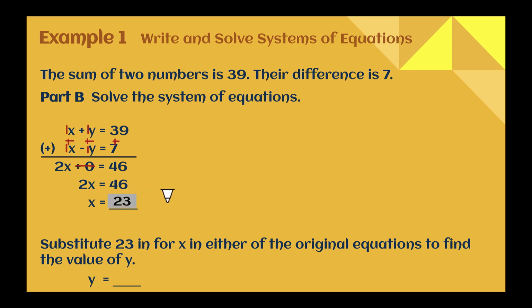Once we figured out that X was 23, that's one of our numbers. Now we have to figure out the other. So we can choose either of the 2 equations to substitute back in. If we plug in 23, let's just use this top one.